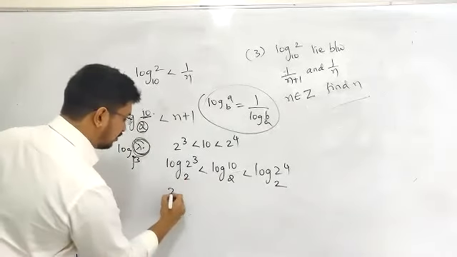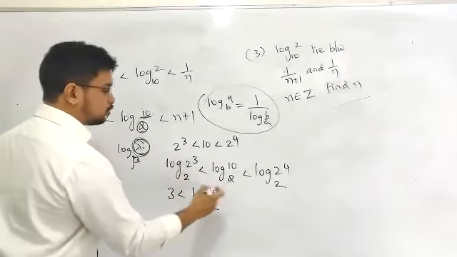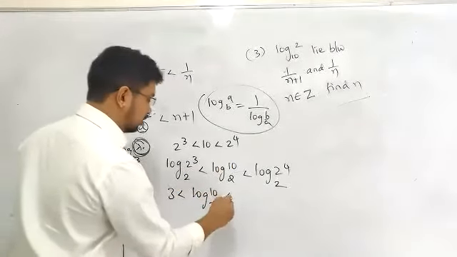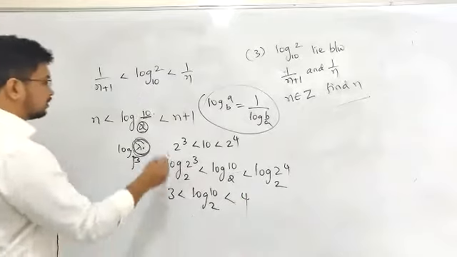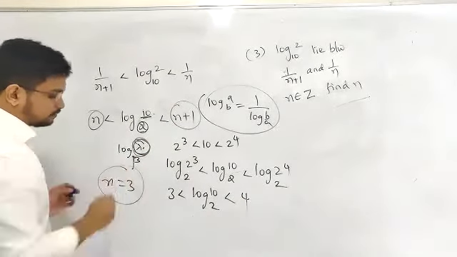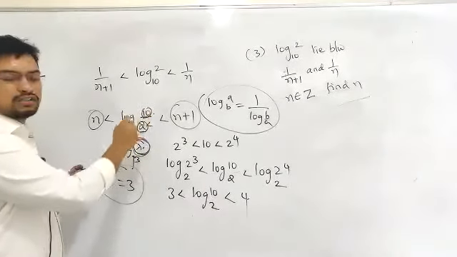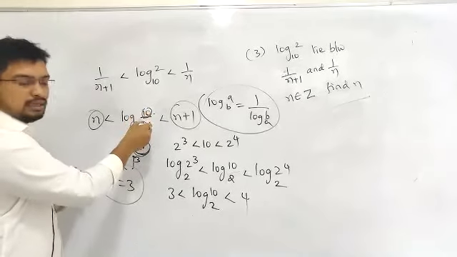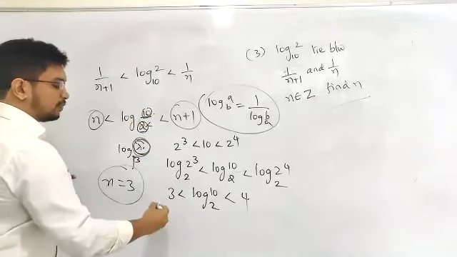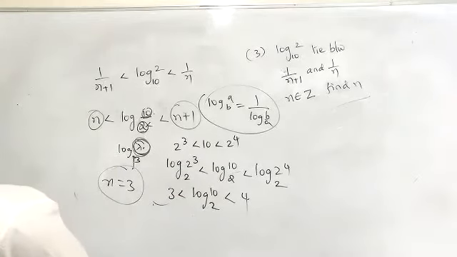So your final answer will be: 3 is less than log 10 to the base 2, which is less than 3 into log 2 to the base 2. Log 2 to the base 2 is 1, so this is 4. So n plus 1, and the n value has to be equal to 3. Whenever such a problem is given, always try to write this in terms of powers of this one. Then the inequality comes automatically. So that is the answer for this part.